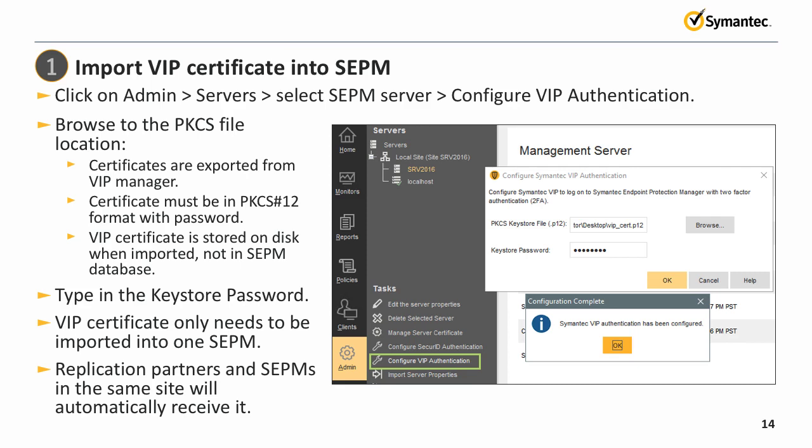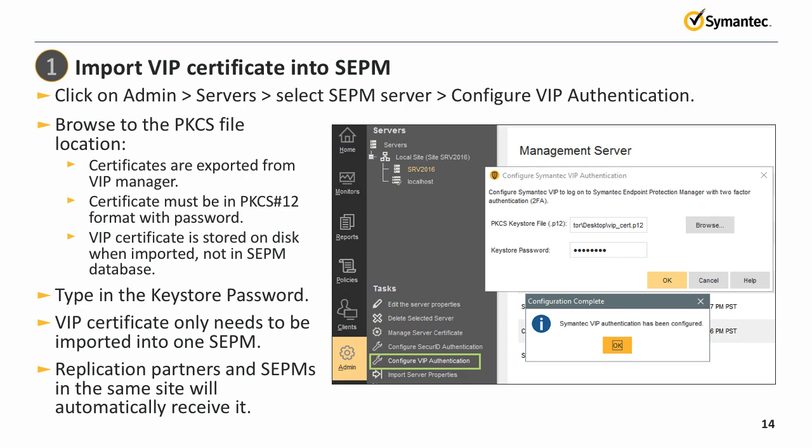Browse to the PKCS file location. These certificates are exported from the VIP Manager console. Certificates must be in a PKCS number 12 format with a password. The VIP certificate is stored on disk when imported, not in the SEPM database. Type in the key store password and click the OK button to enable VIP authentication.